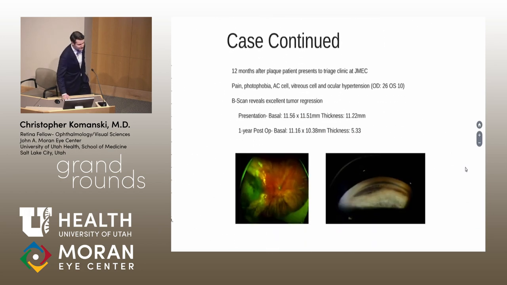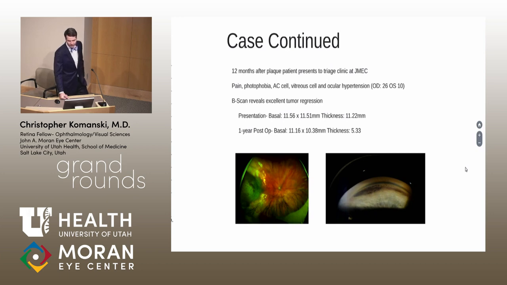So the case continued. The patient got his plaque and was doing very well under the care, co-managed between Dr. Shields and Dr. Jacoby. But 12 months after the plaque, he presented to the triage clinic at Moran complaining of pain, photophobia, and he was found to have an anterior chamber cell, a vitreous cell, and ocular hypertension. His right eye was 26, left eye was 10.